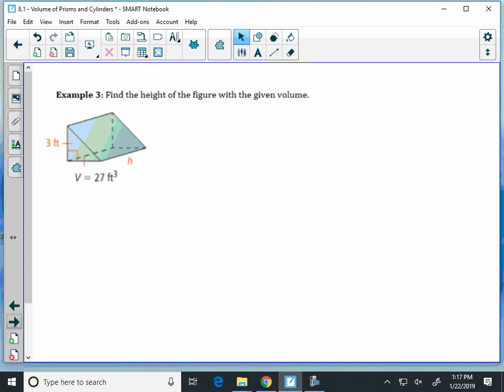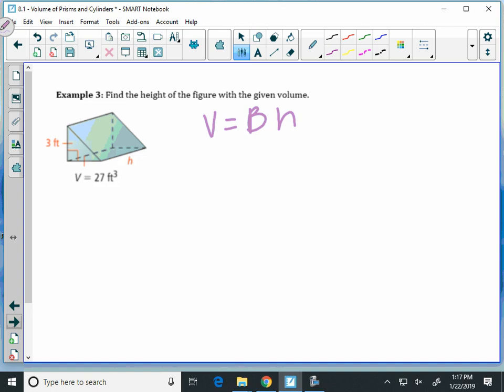If we take a look at example 3, it says find the height of the figure with the given volume. Well, what is the shape of this figure? Well, triangular prism. Good. So I'm going to write down the formula for a prism. We want to find the height. That's what we're trying to find. So height can be the only variable in that problem. Right? Well, they told us what V was. What's V? 27. It's the volume. It's equal to something, I don't know what that's going to go there, times the height.